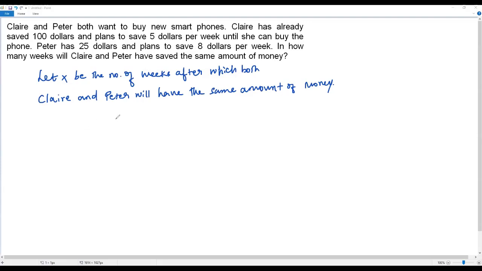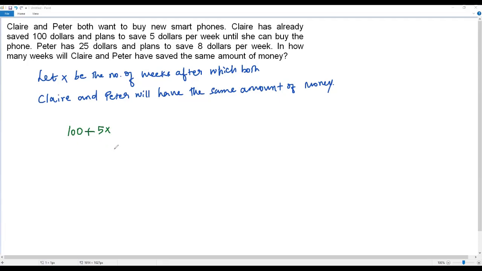Now let's find the total money Claire will have after x weeks. Already she has saved $100. Now let's find the total money she is going to save in the next x weeks. For that, we multiply the amount saved in 1 week, that is $5, by the number of weeks, that is x. When I multiply 5 and x, I get 5x. So this is the money she is going to save in the next x weeks. Already she has $100, and when we add them, this is the total money she will have after x weeks: 100 + 5x.